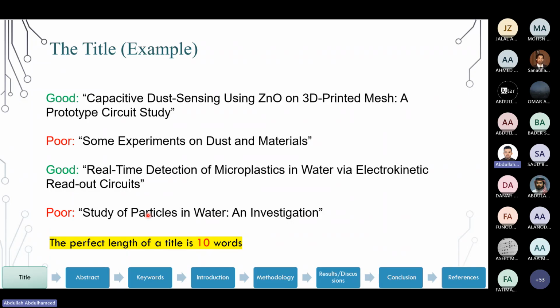For me, I would suggest that the perfect length of a title is 10 words. If you create a title with 10 words, this is perfect. This is actually according to me, okay? Because some people might have a different view of what the perfect title length is. Some people will say between 10 to 12. Some people will say make it below 15. If you want my advice, the best length of a title is 10 words. So this is about the title.